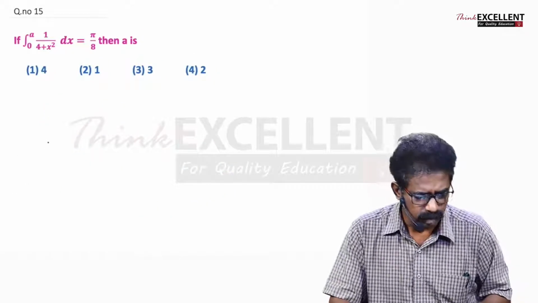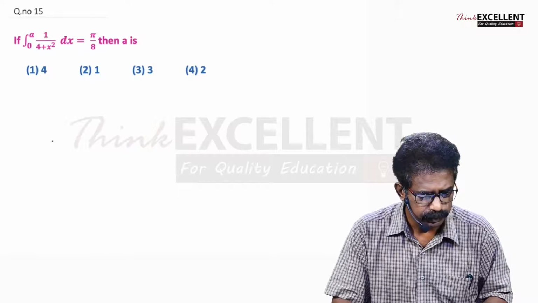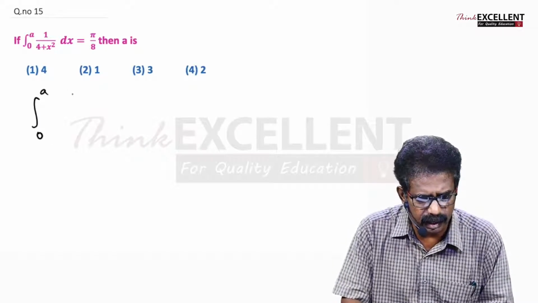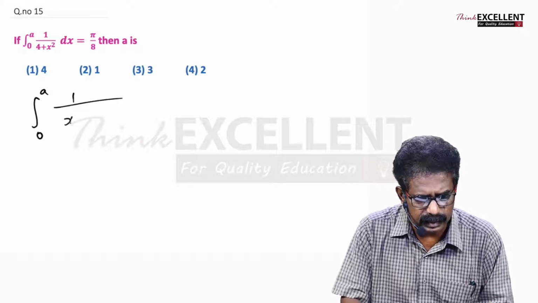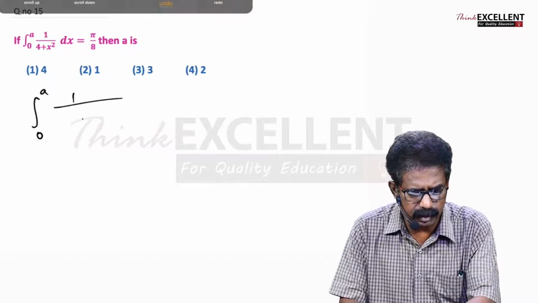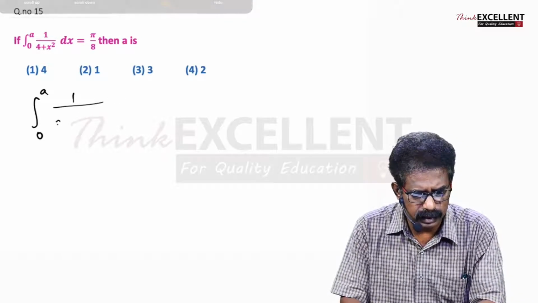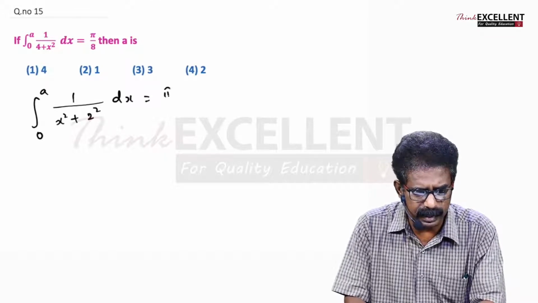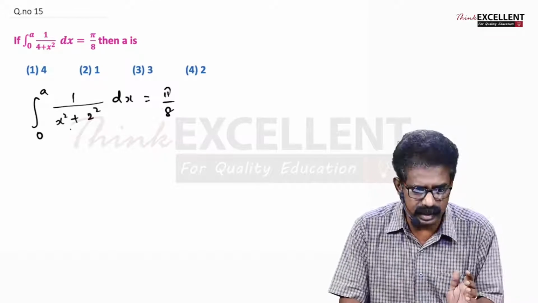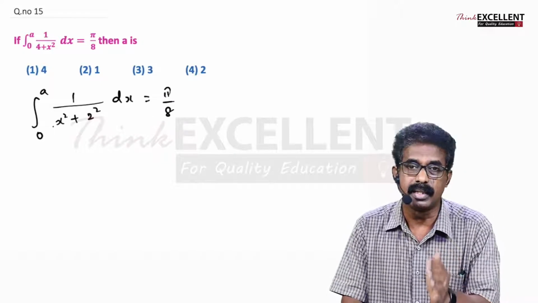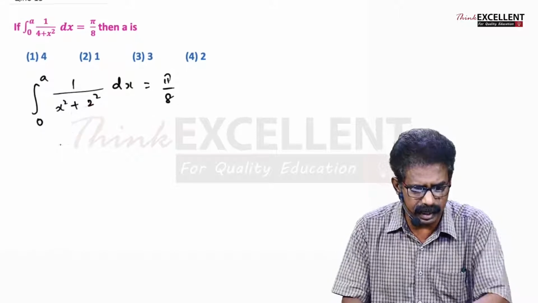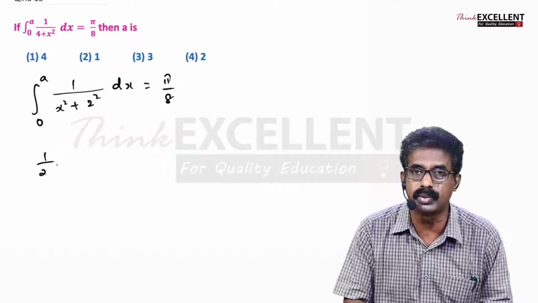Now let's move on to the 15th question. Listen carefully. Direct question. Integral 0 to a 1 by x square plus 4, and 4 can be written as 2 square, equals pi by 8 given. They asked to find the value of a. This is a standard result, right? Integral dx by x square plus a square is 1 by a tan inverse x by a. So 1 by a is 1 by 2.